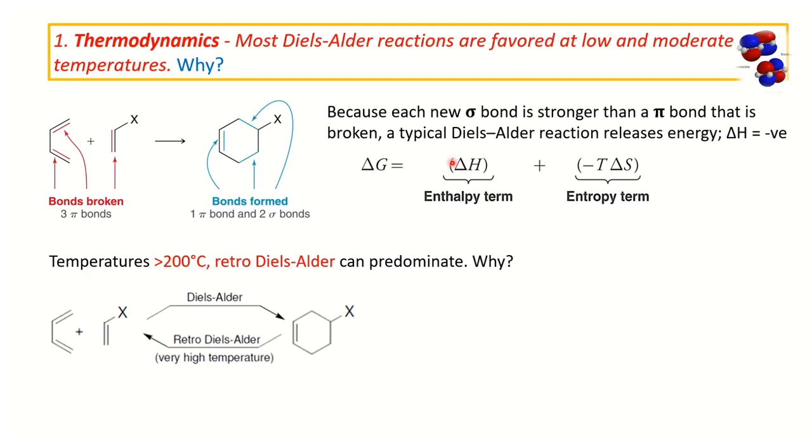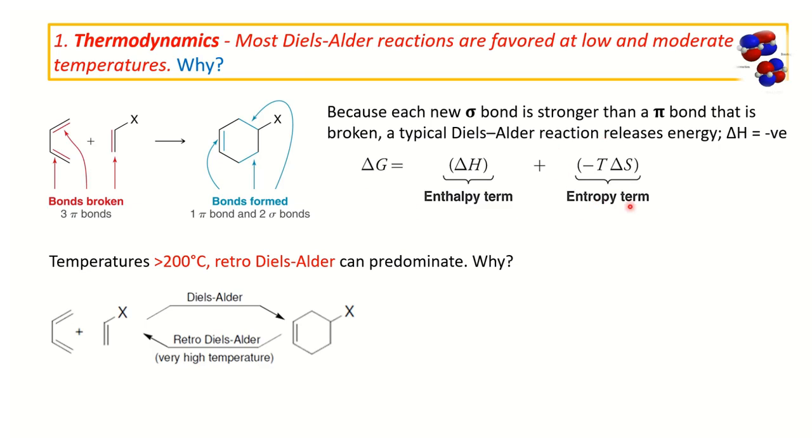However, what we found is that if we heat this thing, this cyclohexene ring, to greater than 200 degrees Celsius, we have what's called a retro-Diels-Alder that takes place. And for us to understand exactly what's going on, we have to probe this free energy equation a bit deeper.